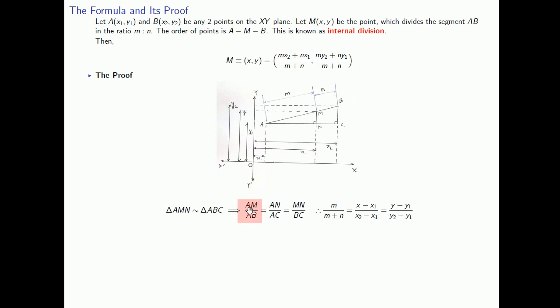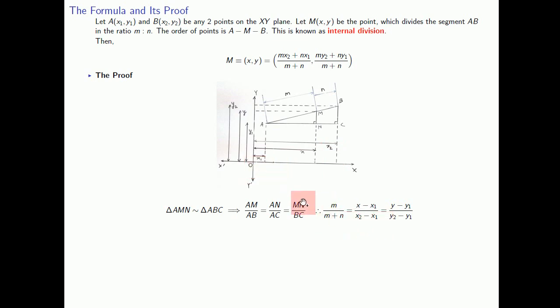So the length of AM is m, and the length of AB is AM plus MB, so m plus n. Similarly, the length of segment AN will be the x coordinate of N minus the x coordinate of A, so it will be x minus x1. Similarly, the length of AC will be x2 minus x1.